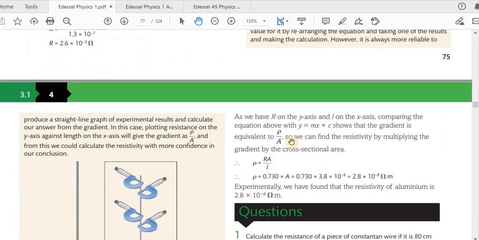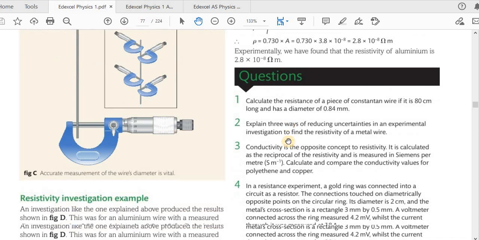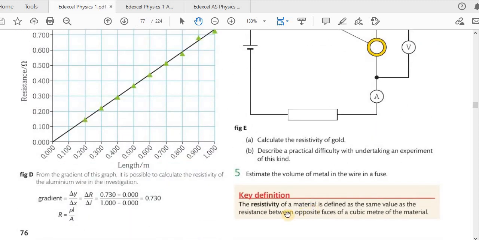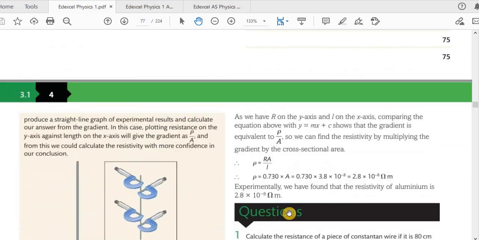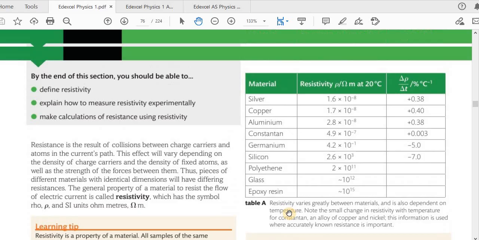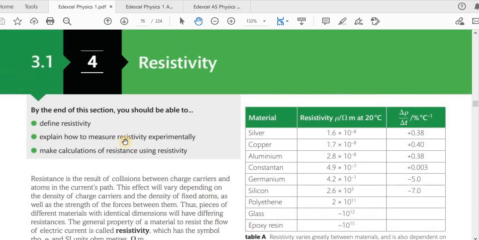Yeah, so that is how you find the resistivity. Now make sure you answer all these questions, and yeah, so let's see what we learned here. By the end of this section, and remember this is 3.1 part 4, you should be able to define resistivity.